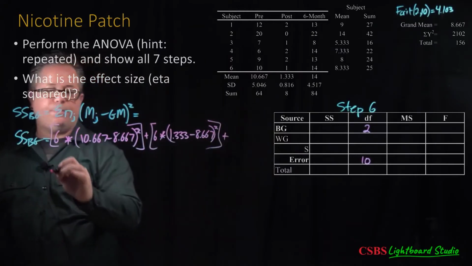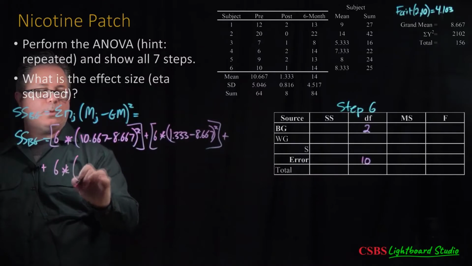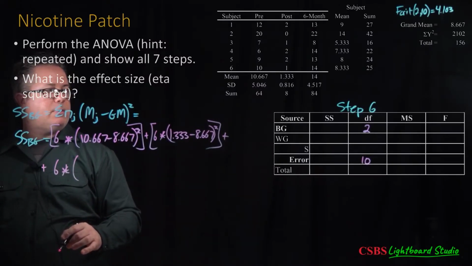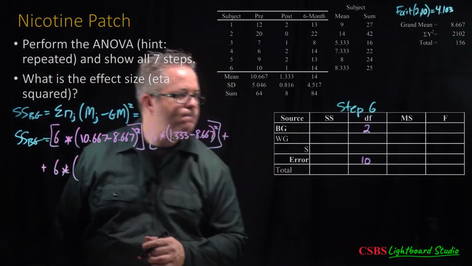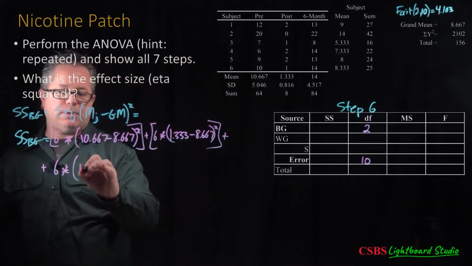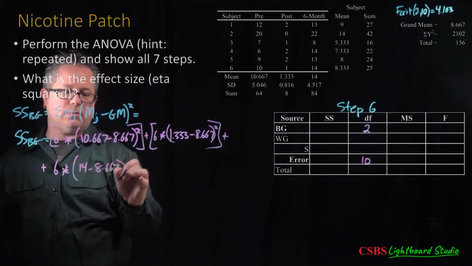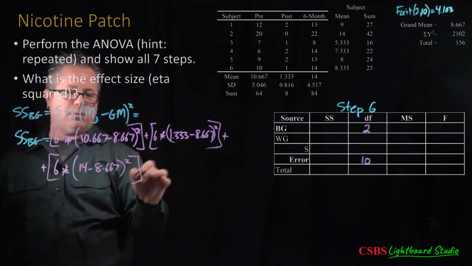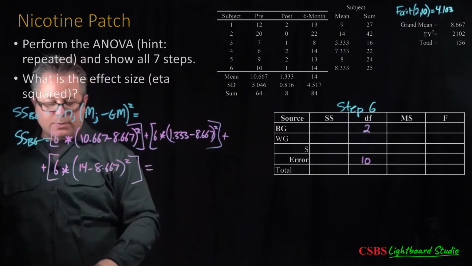And I got one more down here. 6 times, and the next mean is 14. 14 minus 8.667 squared. That whole thing, brackets, and that's all of that. So let's work that out.